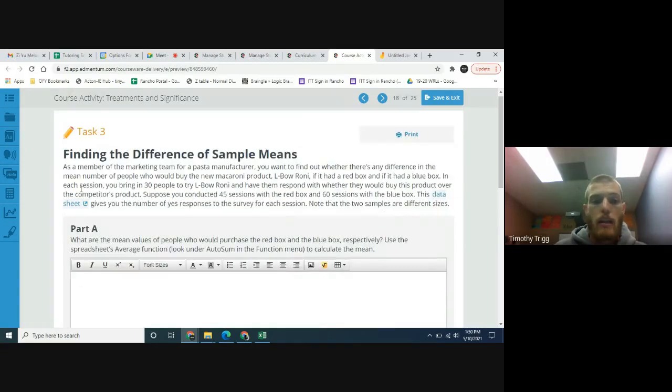So right here in this paragraph, let's go ahead and read it. It says, as a member of the marketing team for a pasta manufacturer, you want to find out whether there's any difference in the mean number of people who would buy the new macaroni product, Algebra2, if it had a red box and if it had a blue box. In each session, you bring in 30 people to try Algebra2 and have them respond to whether they would buy this product over the competitor's product. Suppose you conducted 45 sessions with the red box and 60 sessions with the blue box. This data sheet gives you the number of yes responses to the survey for each session. Note that the two samples are of different sizes.